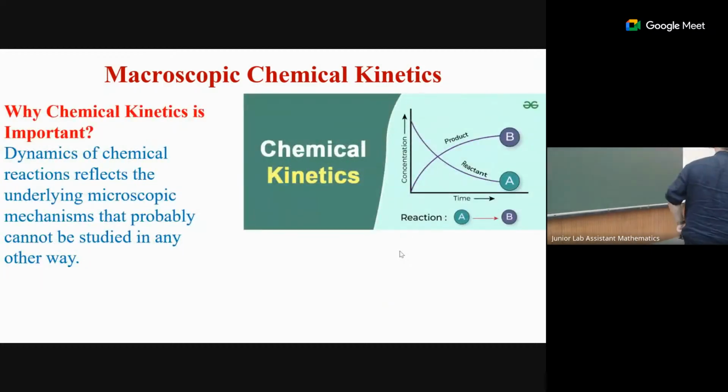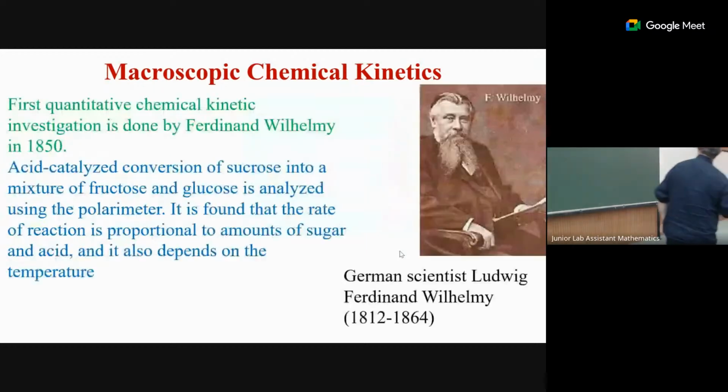Okay, so why is chemical kinetics important? That's because of what I just said, and I repeat again: the dynamics always reflects the underlying microscopic mechanisms. We will see it in a simple example. That's why chemical kinetics is important. And in many cases, you are not able to get the microscopic mechanism directly, and you can only see it through dynamics.